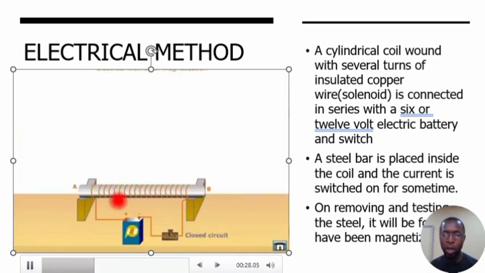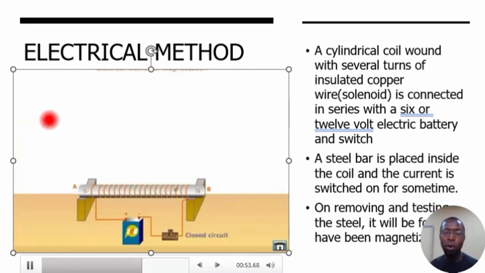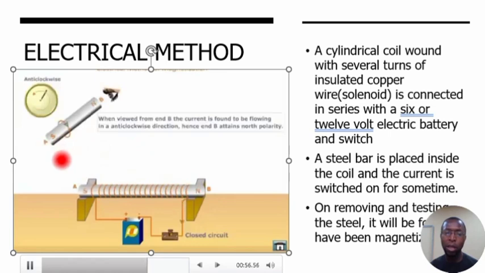And when you do that, you connect the solenoid to a battery. As the battery is supplying current into the solenoid that has the steel or the iron bar, automatically the iron bar becomes a magnet. Now, how do you know the north and the south pole? When you view the direction of the flow of current and you find that it's going in the clockwise direction, then that end is known as the south pole. But when you view the flow of the current and it's flowing in anti-clockwise direction, that end where you are viewing it from is known as the north pole.